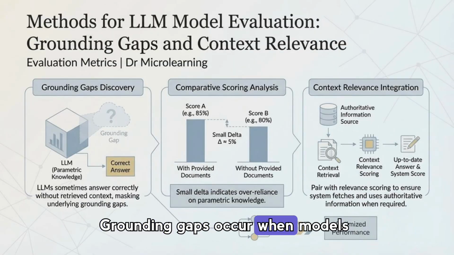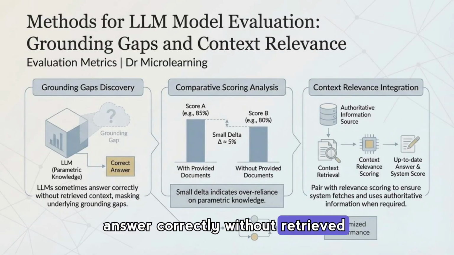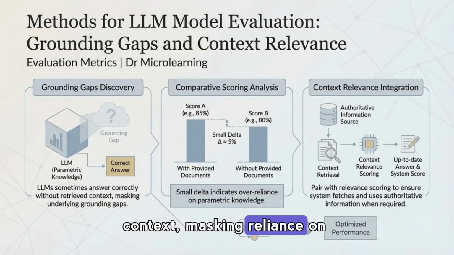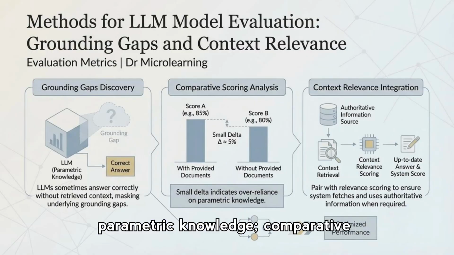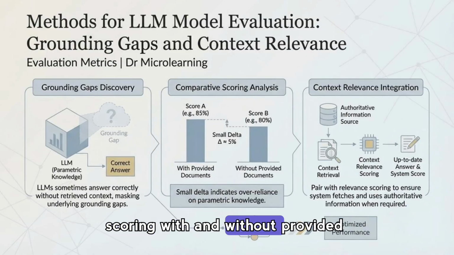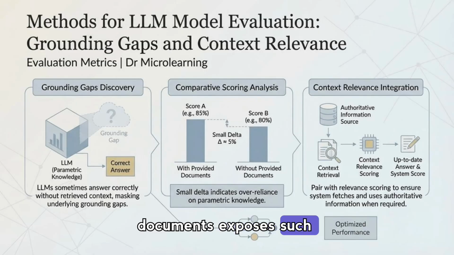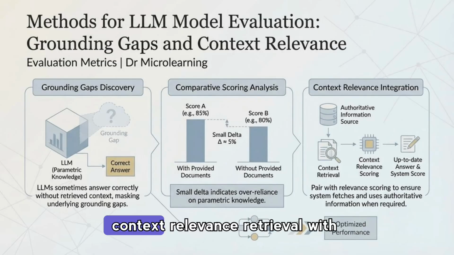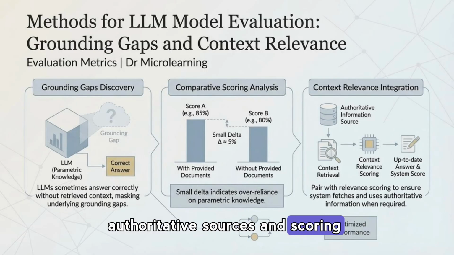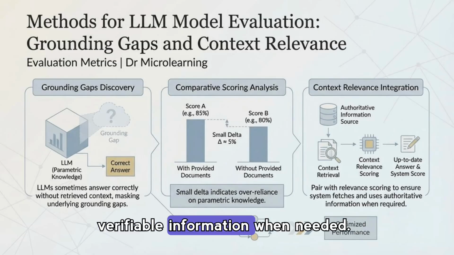Grounding gaps occur when models answer correctly without retrieved context, masking reliance on parametric knowledge. Comparative scoring with and without provided documents exposes such over-reliance, and integrating context relevance retrieval with authoritative sources and scoring ensures answers use up-to-date, verifiable information when needed.